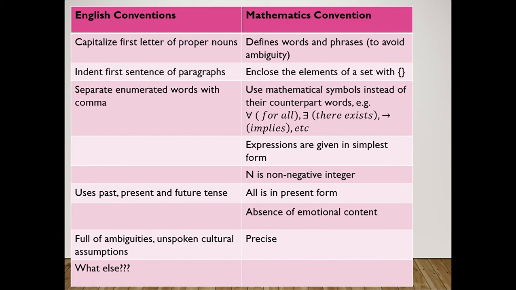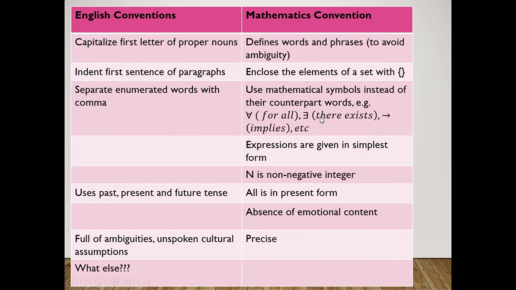In English, separate enumerated words with comma. In mathematics, you use mathematical symbols instead of their counterpart words. Like for example, kining nakabaliktad na A here, that is for all. Na instead magsuyat ka ng for all, pwede ra symbols imong gamiton. Kining baliktad na letter E, big letter E na baliktad, that is there exist. Kini siya na symbol is implies, and there are a lot of symbols that we will be using in mathematics.